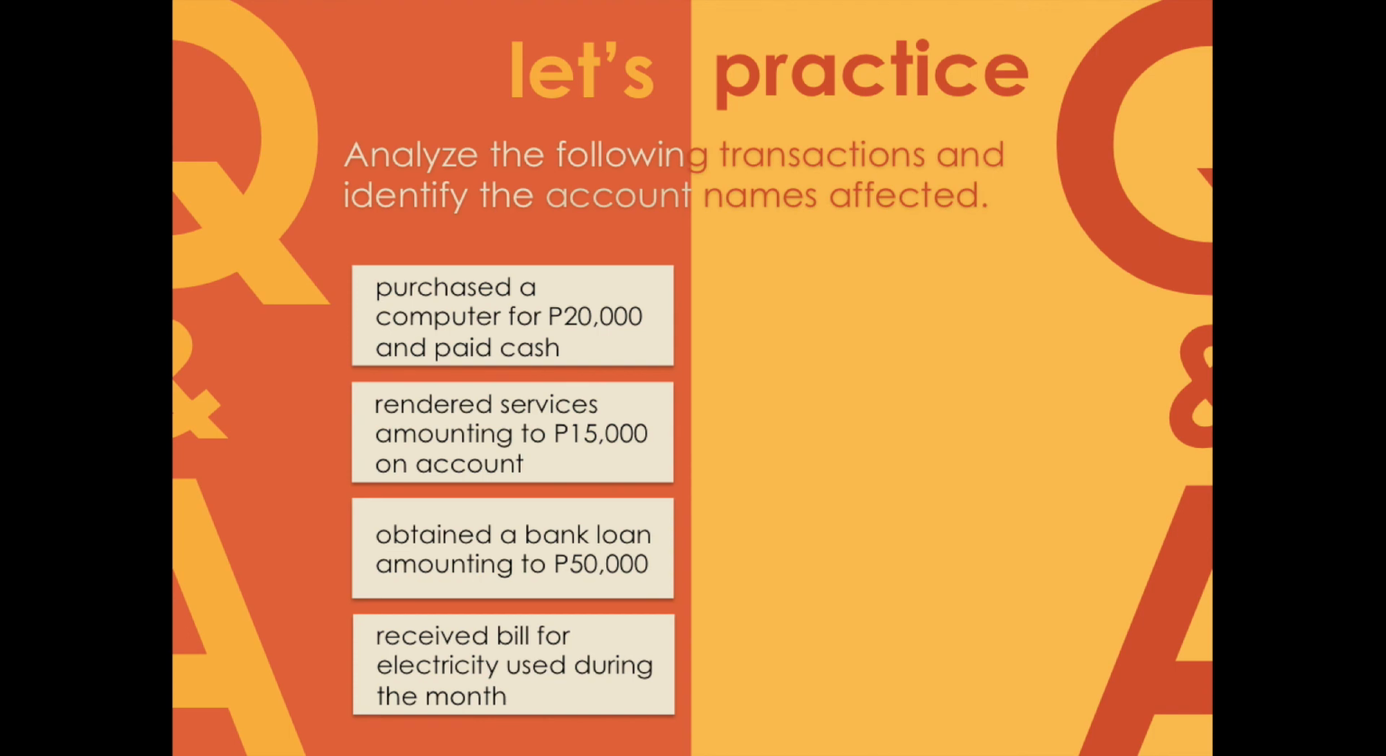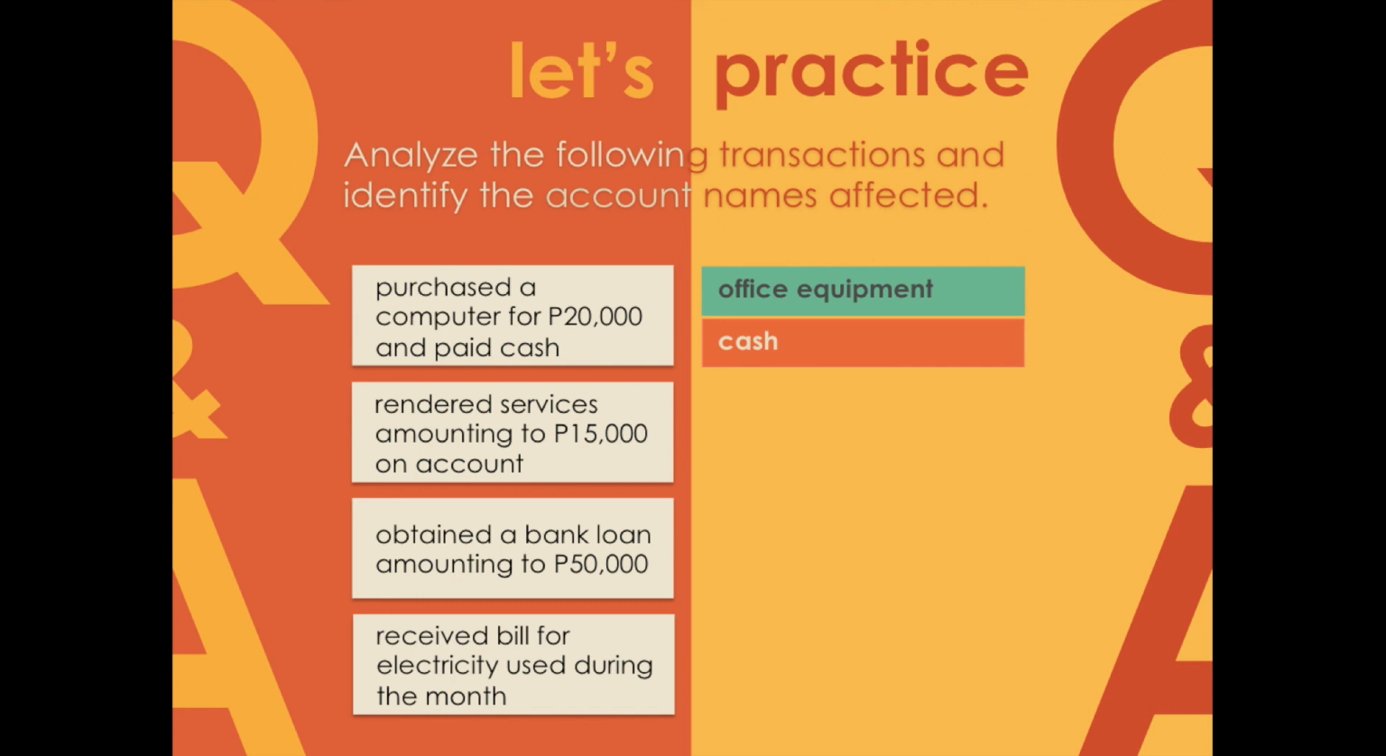1. Purchased a computer for 20,000 pesos and paid cash. Again, we'll analyze by asking two questions. First, what did the company receive or how did it benefit? Here, the company received a computer. The appropriate account name is office equipment. Now, what did the company give up? The company paid cash, and the account name is also cash. So the accounts affected here are office equipment and cash.